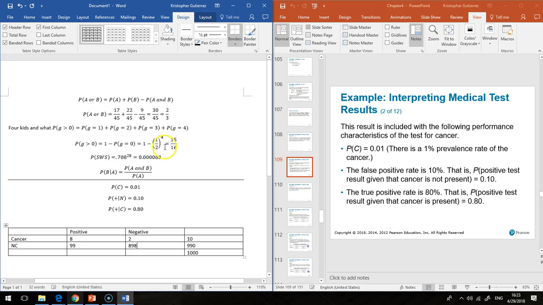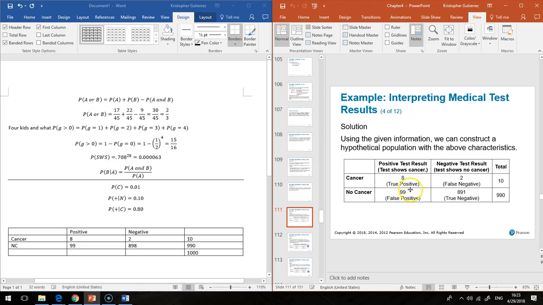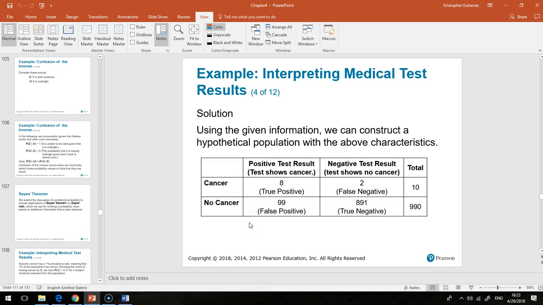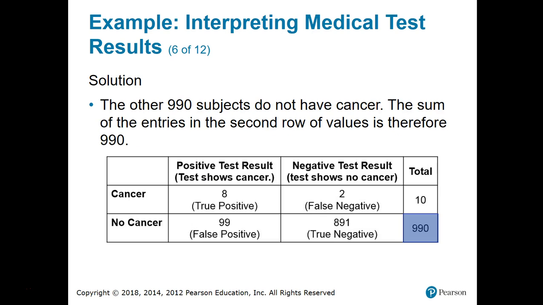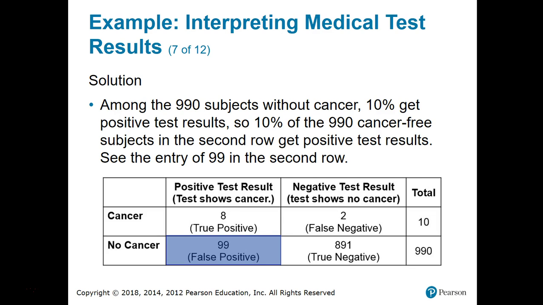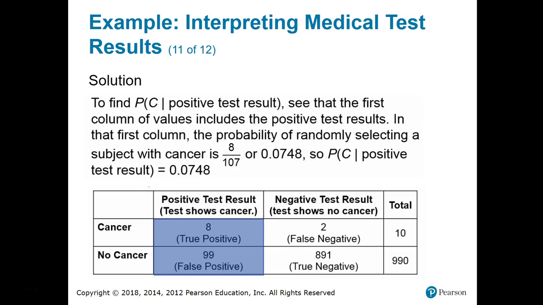Now they're going to do the same thing, more slowly because they're not as awesome as we are. 891, I knew that. 990. So this is the table that we have. This is just showing how it's built. Assume we get 1% that have cancer, that's 10. The rest are 990. 10% of those get a positive, the rest are here. 80% of those, the rest are here. Exactly what I just did.